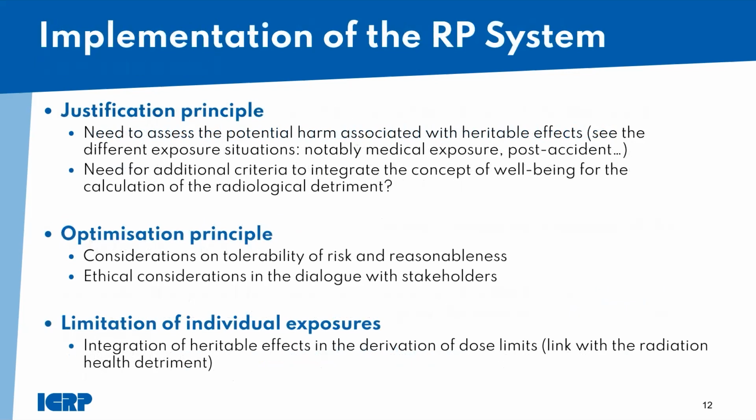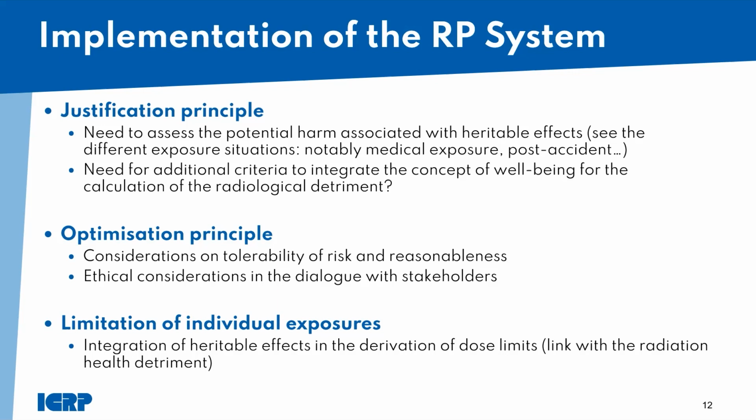Then I just try to think about what it means for the three main principles of ICRP: justification, optimization, and limitation of individual exposure. For justification, there is a need to assess the potential harm associated with heritable effect. And then, of course, we may have the link partly with the health detriment, but also, more broadly, the concept of well-being of the population.